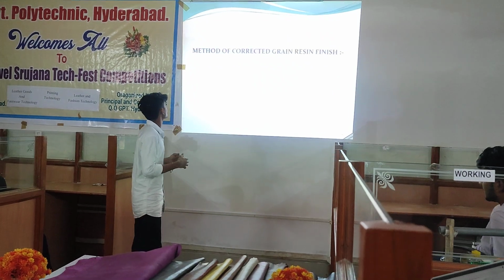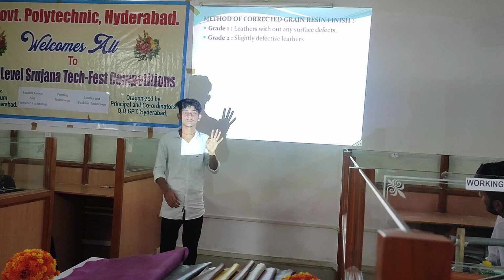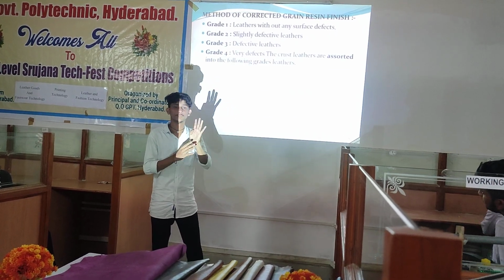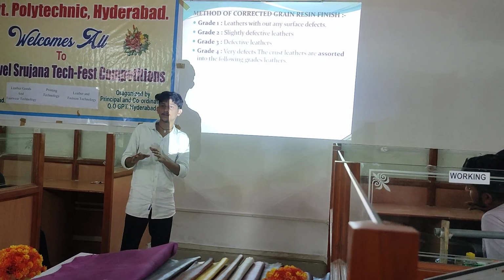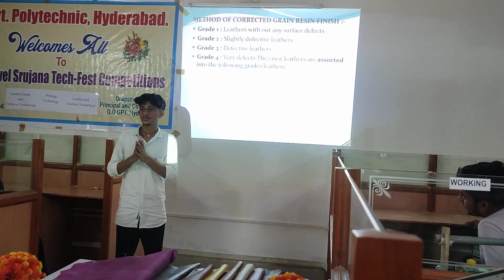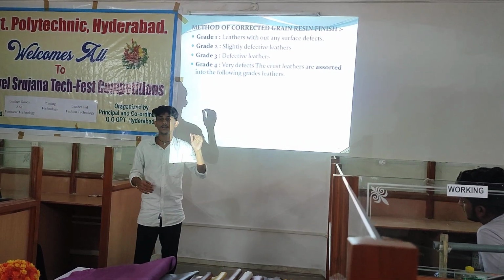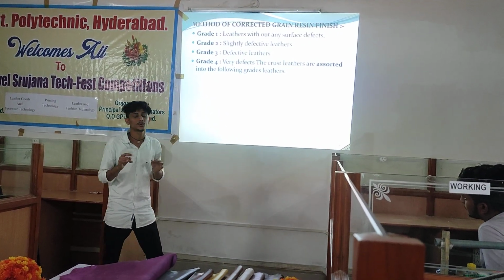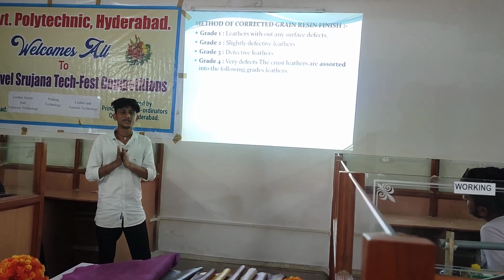Next, the method of corrected grain resin finish. In this, there are 4 grades. We have classified the leathers into 4 grades. One is grade 1. It means there are no defects on the grain side. It is pure and good quality. Next one is grade 2. We have slight defects like tick marks, wall marks, grain marks, brown marks, like that. These defects make the leather cheap.